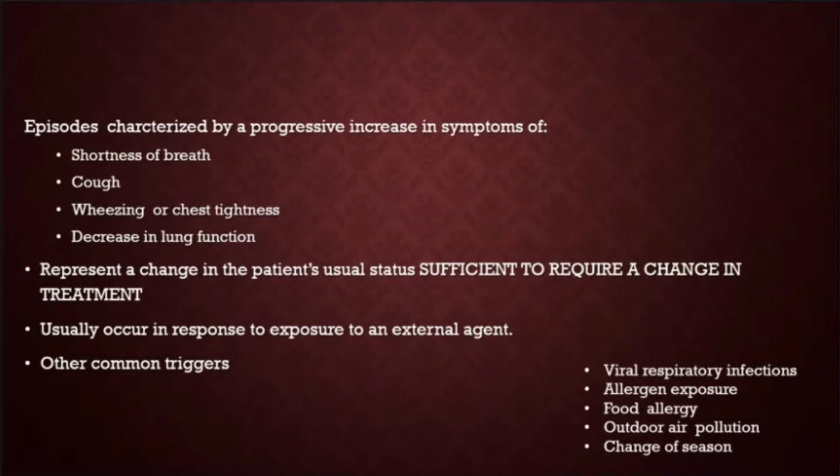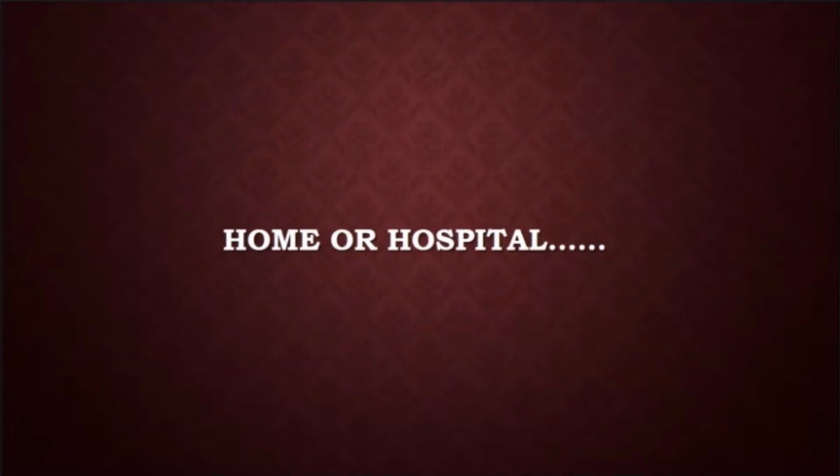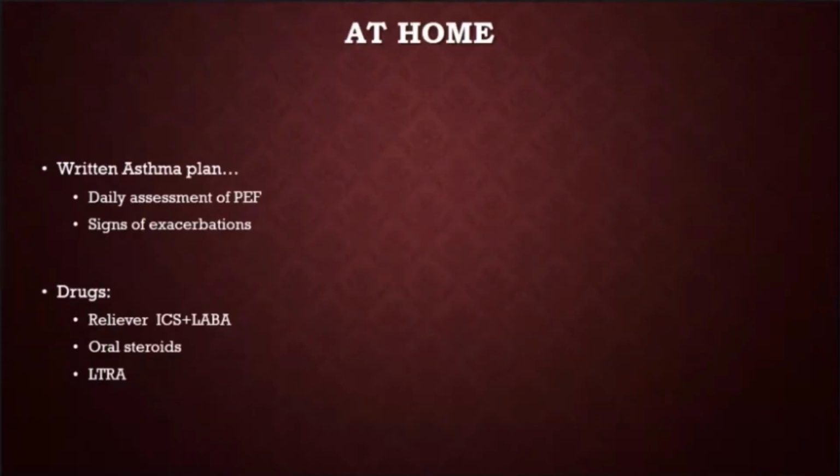Okay, so the treatment of these exacerbations can be managed at home or even in the hospital. If they are mild exacerbations, you can always manage them at home through teleconsultation. So what is home management? A written asthma plan is something which every physician should have discussed with their asthmatic patient, even when they're stable, so that at the time of exacerbation, they know the signs of exacerbation.